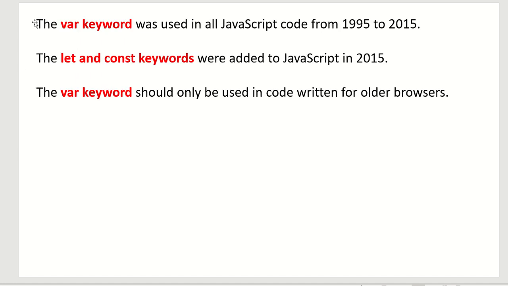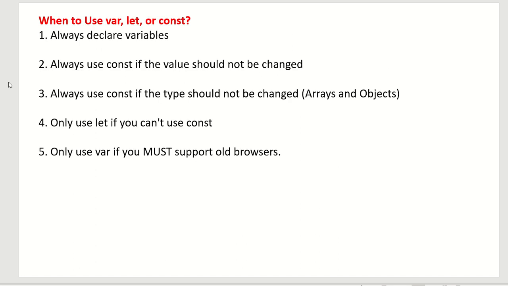So the var keyword was used in all the JavaScript code from 1995 to 2015. Okay, that is var. Then second, let and constant keywords were added to JavaScript in 2015. That is let and constant. Okay, and the var keyword should only be used in the code written for the older browsers. Okay, so the question is when to use var, when to use let, and when to use constant.